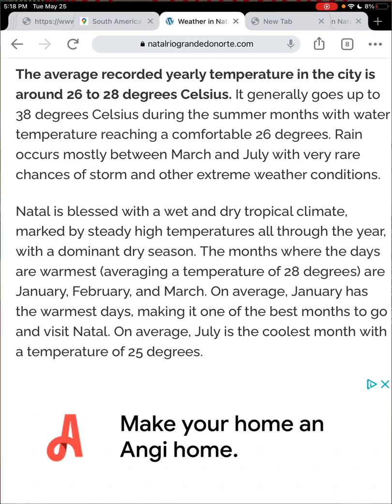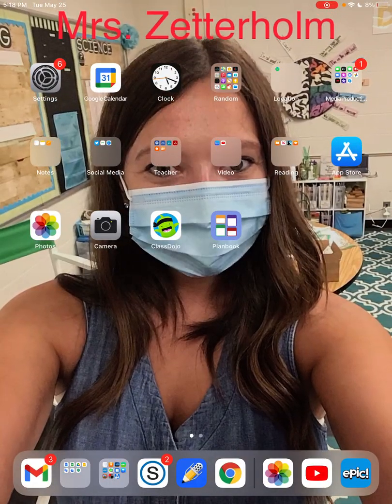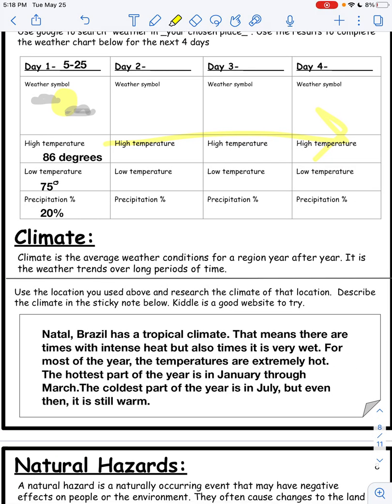Those are in Celsius. So on mine, I went and I wrote a little information, just a few sentences. I said Natal, Brazil has a tropical climate. That means there are times with intense heat, but also times it is very wet. For most of the year, the temperatures are extremely hot. The hottest part of the year is in January through March, and the coldest part of the year is in July, but even then, it's still warm.